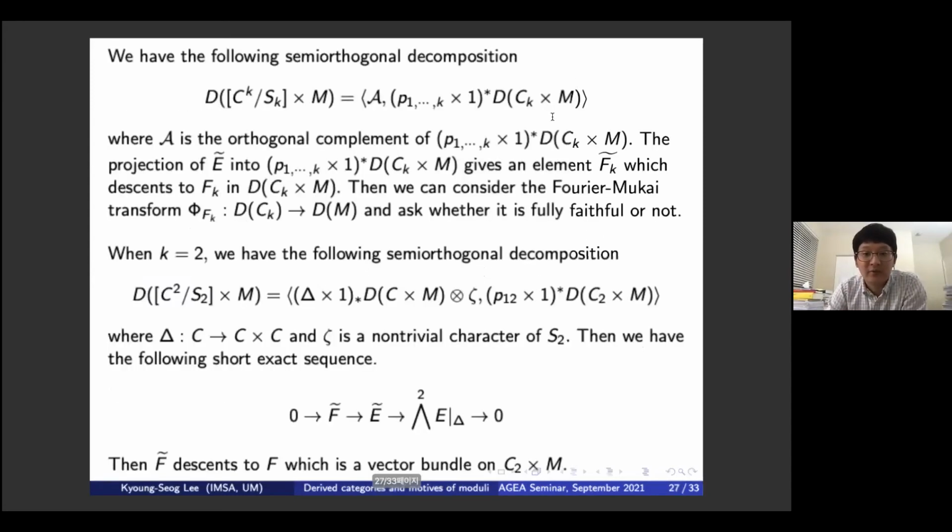Then I have a semi-orthogonal decomposition in this way. So I can look at the image of this vector bundle here. The projection of this E to here gives an element, and one can check that this element descends to here. And so we can consider the Fourier-Mukai transform and ask whether it's fully faithful or not. And then we actually describe this bundle.